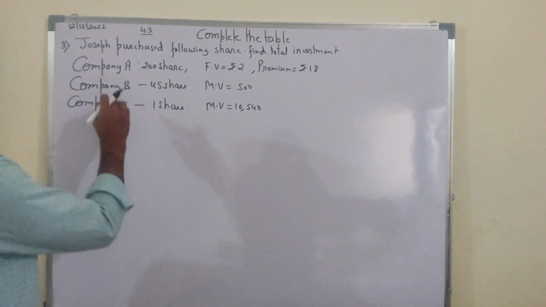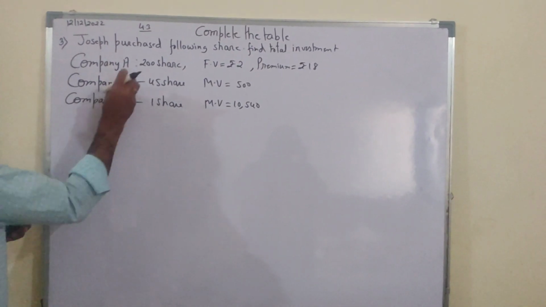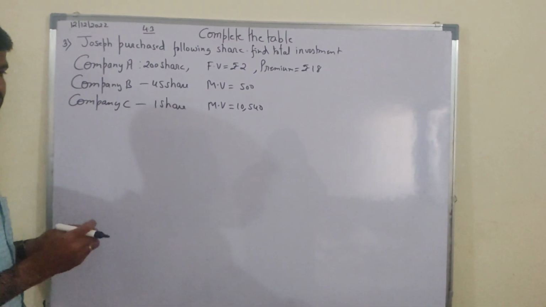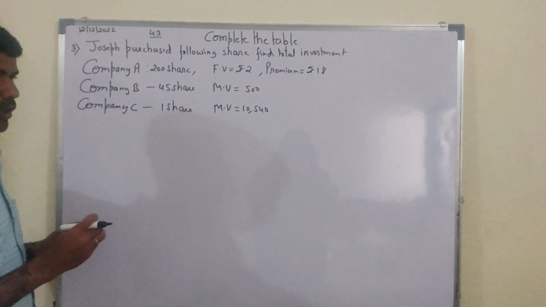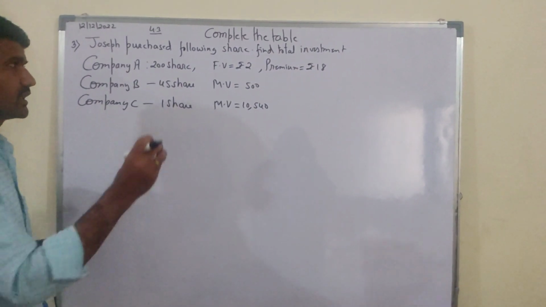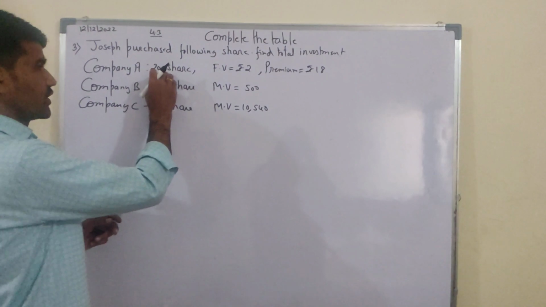Okay. Now, for Company A, how many shares has he purchased? 200 shares. Now, how to calculate the sum invested in Company A? Share, I know that.